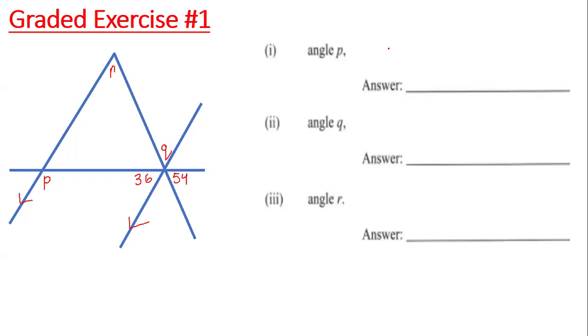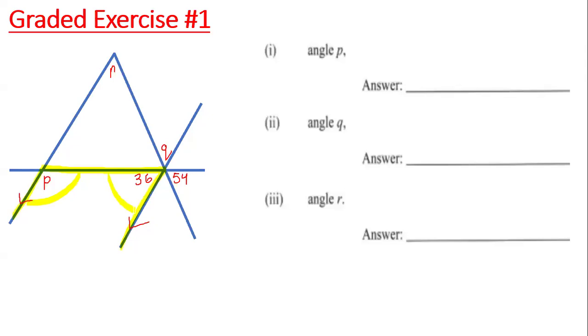What did y'all have for P? I have 144 degrees. 144? Who all got 144? I did. I sent it to you, Mr. Petit. Okay, good, perfect. We know that co-interior angles add up to what?